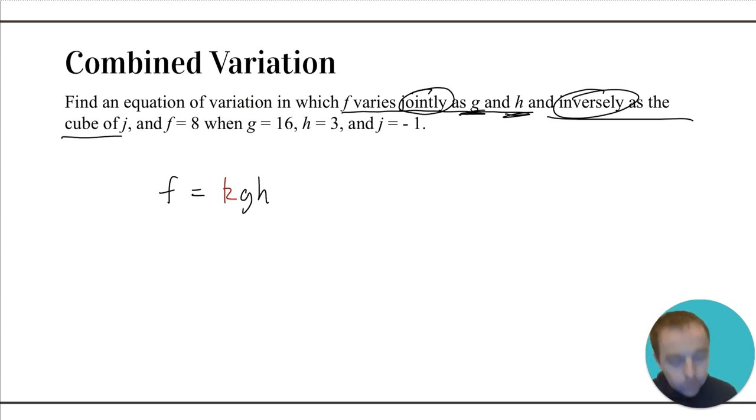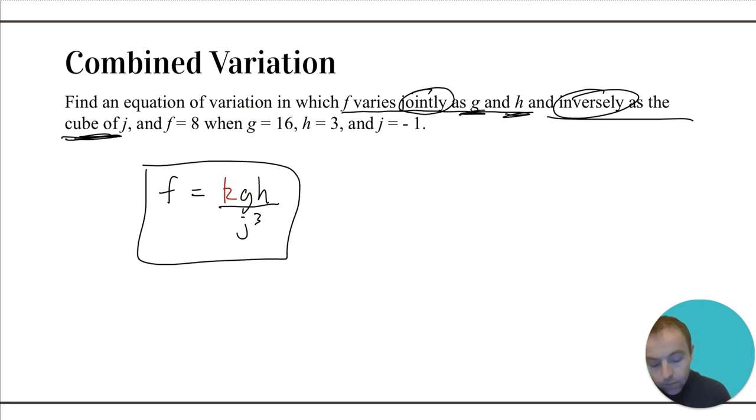And then we have another type of variation in here that says inversely. That means we would have to divide by whatever variable or variables that would be. And it says with the cube of J, which would mean J to the third power. So then we divide by J to the third. So this is going to be the equation of variation generally. But then there's that k that's always a fixed number that we should be able to find because we are given the different values of the variables that hold at a specific point in time.